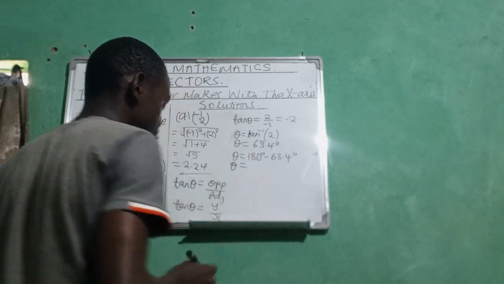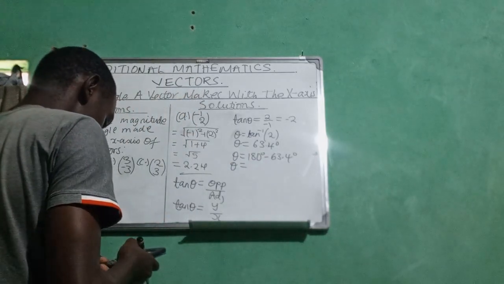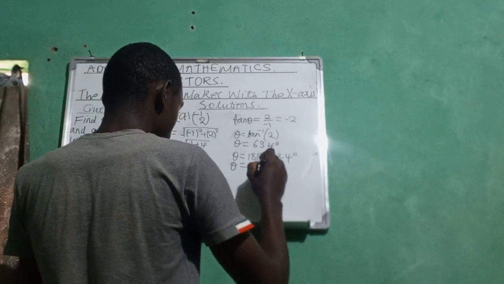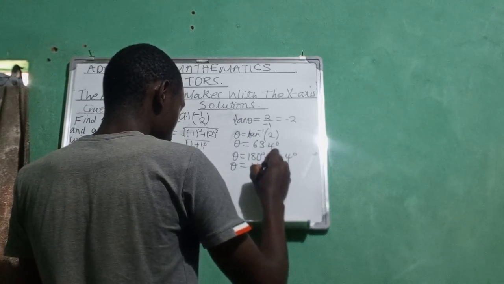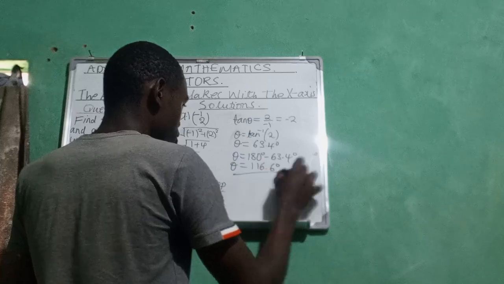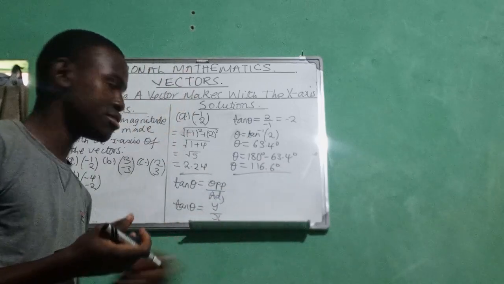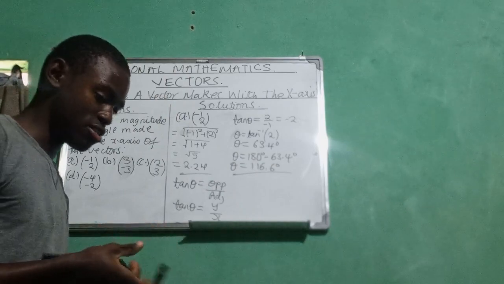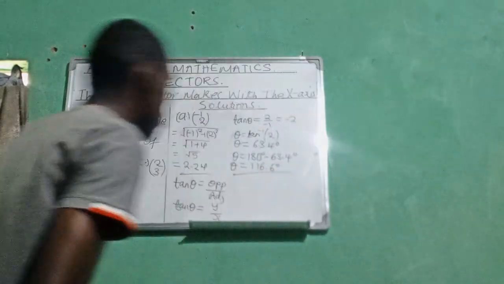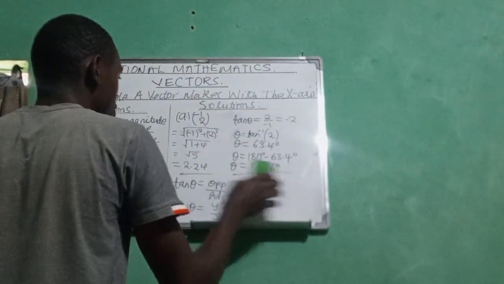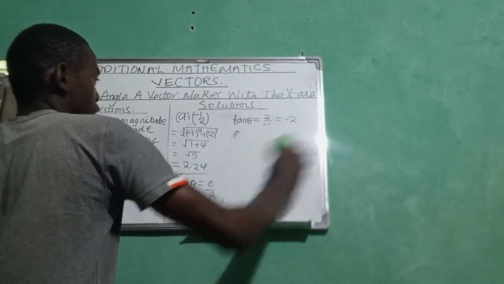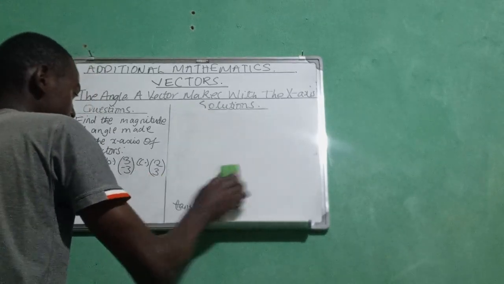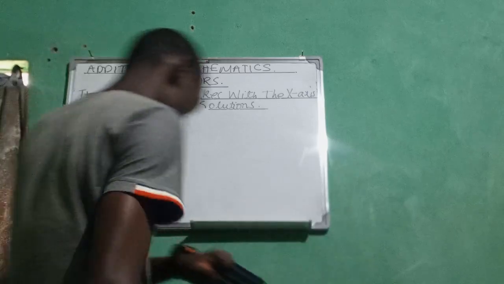Theta is equal to 180 minus 63.4, the answer is 116.6 degrees, because angles in additional mathematics we round off to one decimal place. So 116.6 degrees, like that. That will be your final answer for question A. Alright, so we are done with question A. We go on to question B.